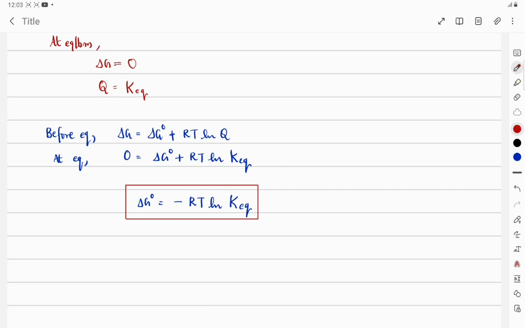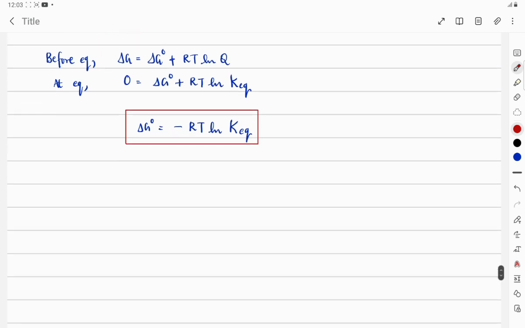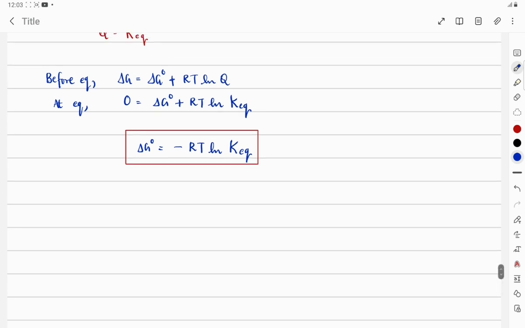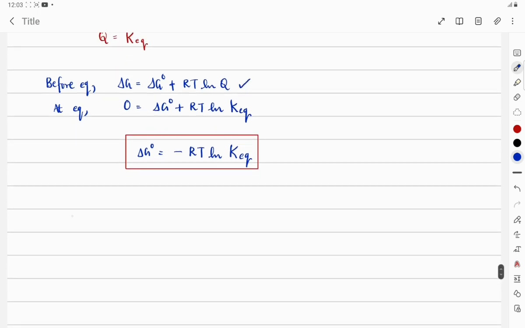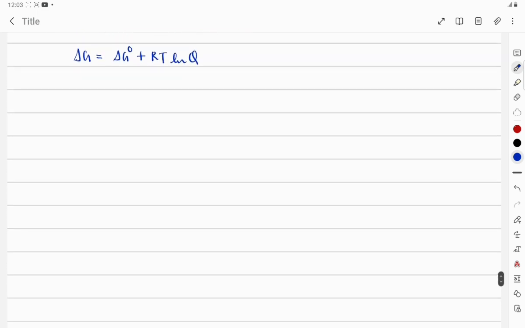Now how do we formulate the Nernst equation from this? For the Nernst equation we will be considering this equation as of now. Again rewriting that equation, delta G is equal to delta G0 plus RT ln Q. And we know that delta G is equal to minus NF E cell. And what will be delta G0? Delta G0 will be minus NF E0 cell.